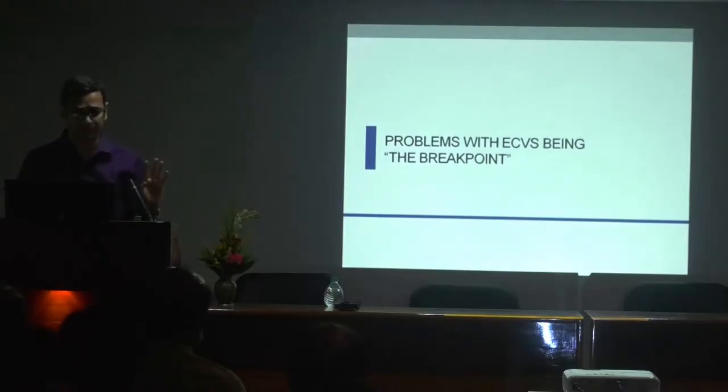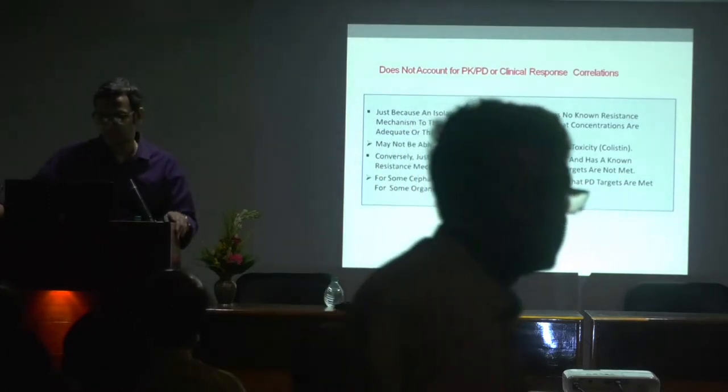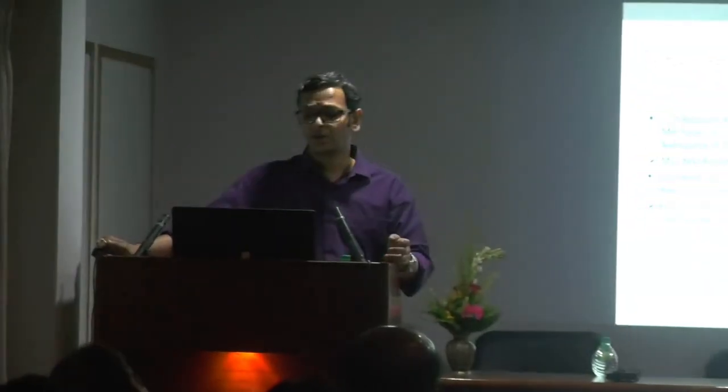ECOFF is more of microbiological data, so I will not go into details. ECOFF, or epidemiological cutoff value, is mostly used by microbiologists to divide strains into two kinds: wild type and non-wild type. Wild type means it has no resistance mechanism. Non-wild type means it has some amount of acquired or mutational resistance mechanism. That's it. But there are problems with ECV, that means ECOFF, being used as a breakpoint. Just because it is wild type, that doesn't mean the PD criteria will be met. Conversely, a non-wild type may not mean the PD criteria is not met. So, the most important example for this ECOFF is colistin.